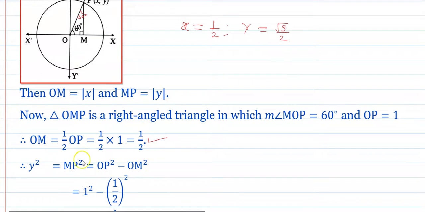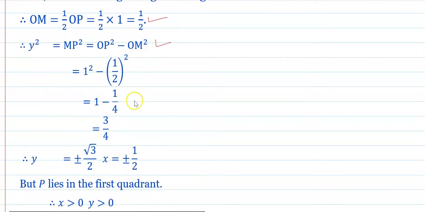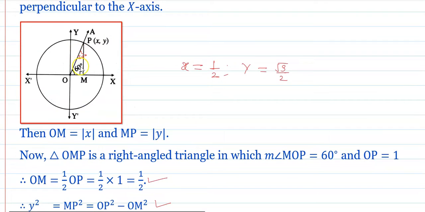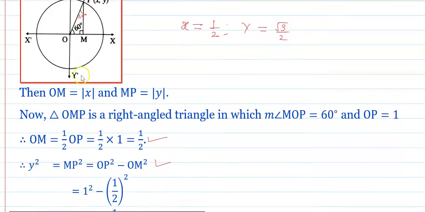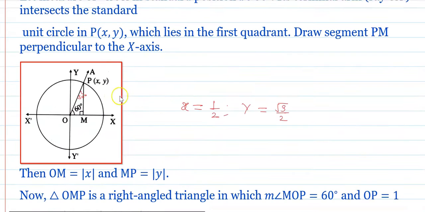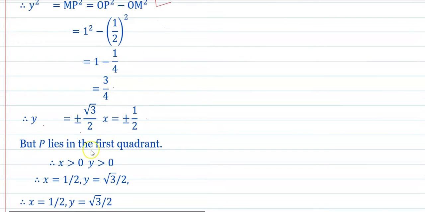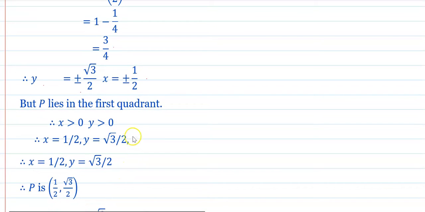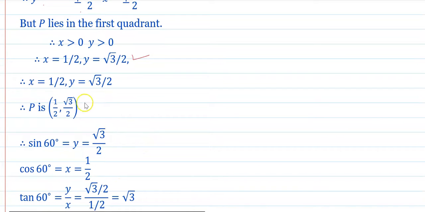And therefore, y is equal to... तो आपण या Pythagoras ने करणार, by 30, 60, 90 ने पण तुम्हाला तो मिळणार. y square is equal to PM square, that is equal to OP square minus OM square. 1 square minus 1 by 2 bracket square means what? 1 minus 1 by 4, you will get 3 by 4. Taking the square root, you will get plus or minus root 3 by 2. x is equal to plus or minus 1 upon 2. Again, it lies in the first quadrant. Both x and y are positive in the first quadrant, and hence x is greater than 0, y is greater than 0. आणि म्हणून आपण ते दोन्ही पॉझिटिव्ह घेत असतो. And hence the coordinates of the point P are 1 by 2, root 3 by 2.